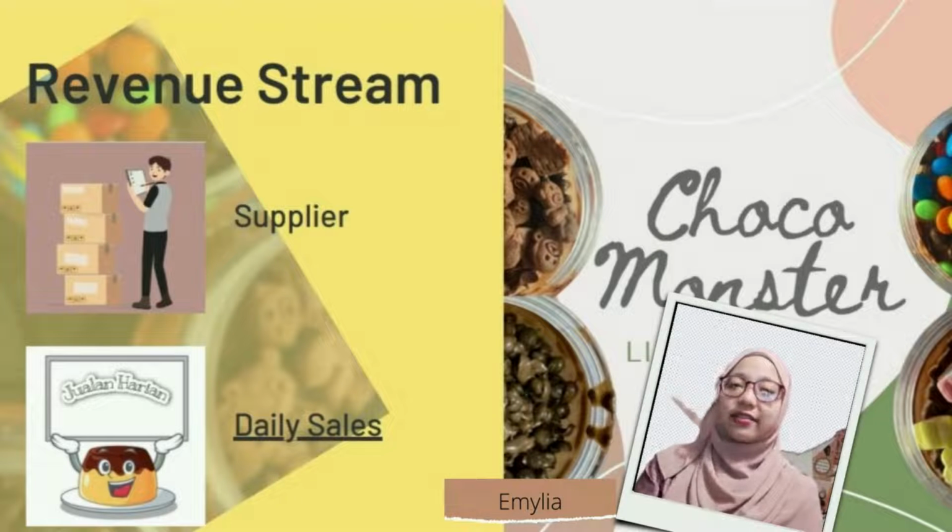Okay, I will present revenue stream. First, supplier. We take from the supplier on the recommendation of people who have taken from the supplier. Before we take it for sale, we first try to see whether the taste fits or not. After trying, all of us agree to take stock from the supplier. The name of the supplier is Shiza. She stays at Kodian, Kedah. She does sell this Chocoja in bulk for anyone who wants to take it for sale.